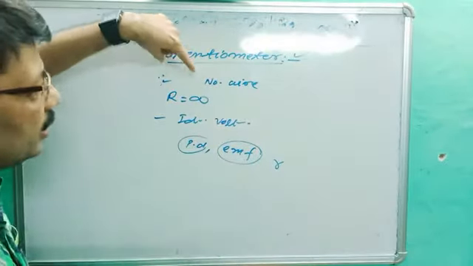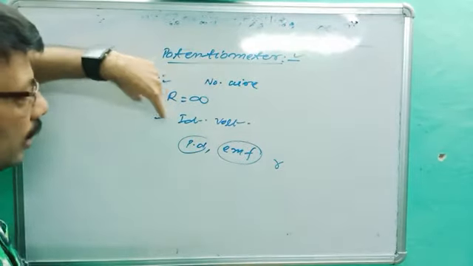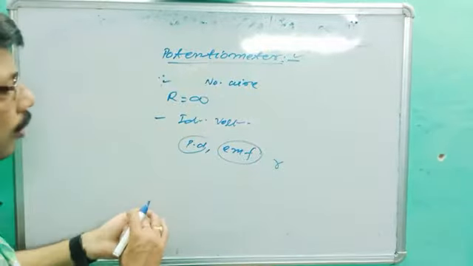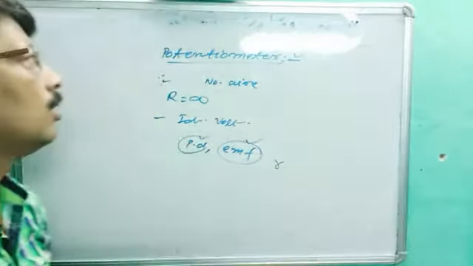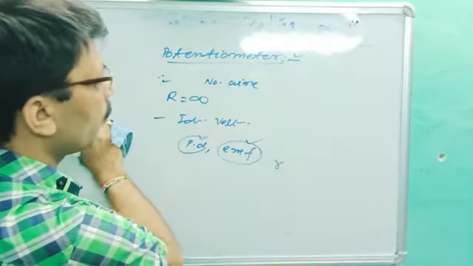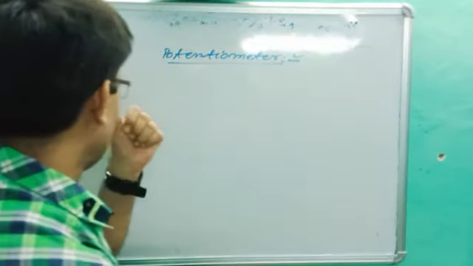So it is the device made by a number of wires, having infinite resistance, equivalent to an ideal voltmeter, by which potential difference and EMF of a cell could be detected, is called potentiometer. Okay, now see the structure of potentiometer and its principle.